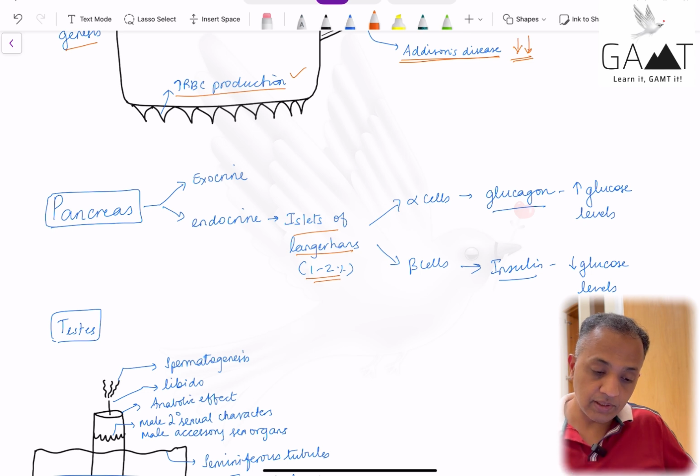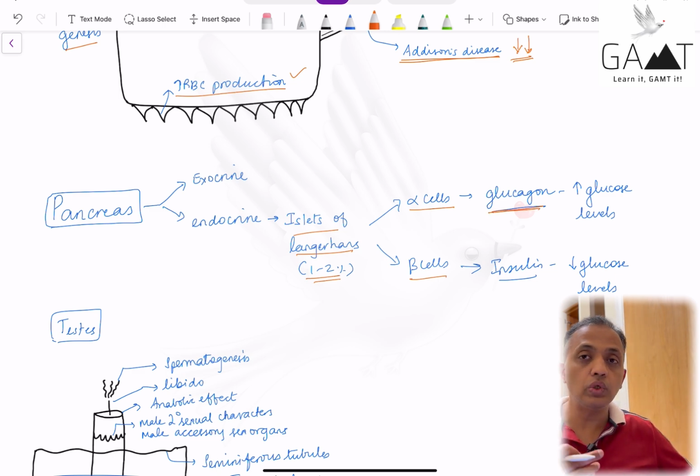So it has 2 types of cells: alpha cells and beta cells. The alpha cells produce glucagon. The function of glucagon is to increase the glucose levels in the body. So it acts as an antagonizing hormone to insulin. Insulin, on the other hand, as you know, reduces the blood glucose levels. Insulin acts on hepatocytes and adipocytes. It actually increases the uptake of glucose into the cells.